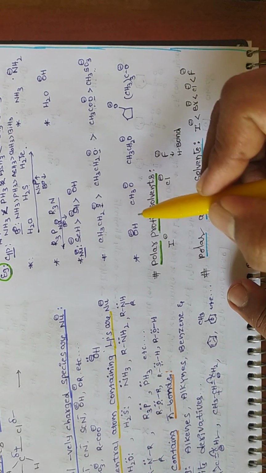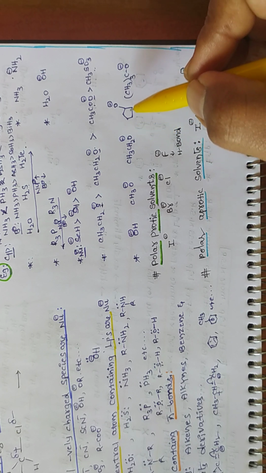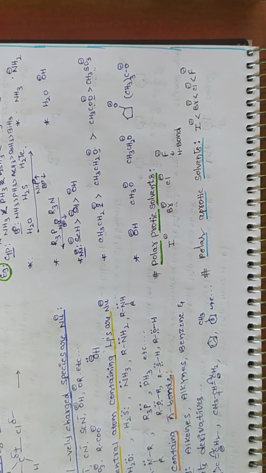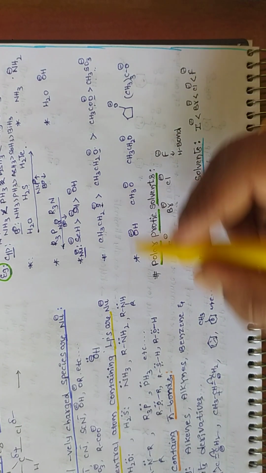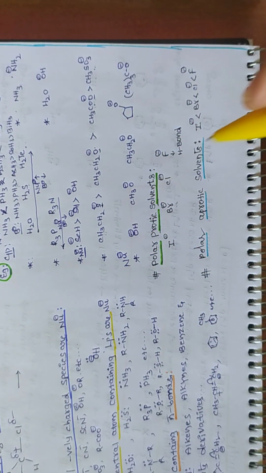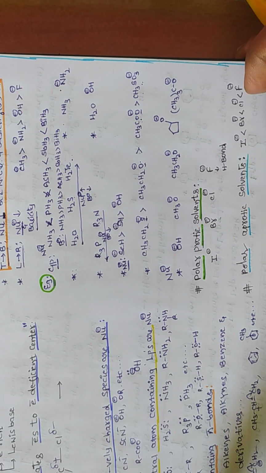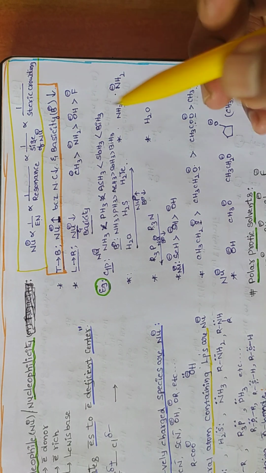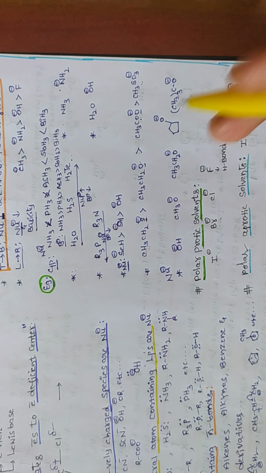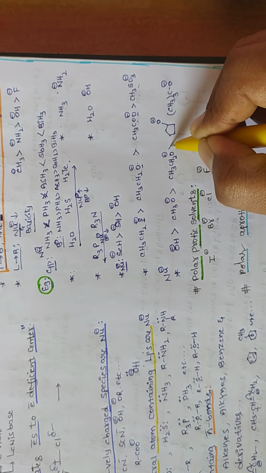Next another one: OH minus, CH3O minus, CH3COH2 minus. All have oxygen as the donor center. Now which has more nucleophilicity? Nucleophilicity is inversely proportional to the size of the nucleophile. When the size of the nucleophile is less, its donating power is more. Steric hindrance is less, so it can donate the electrons easily.